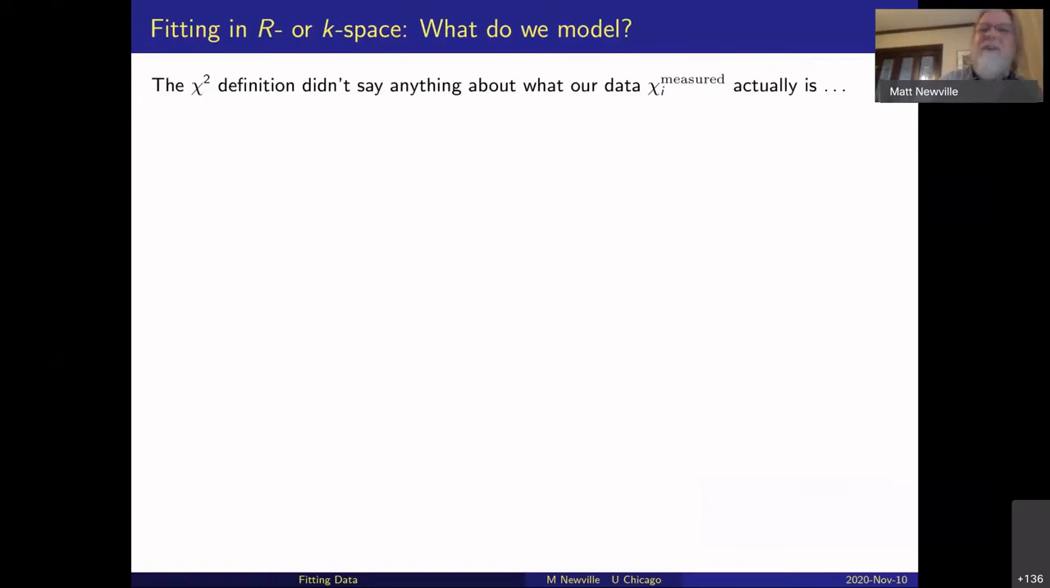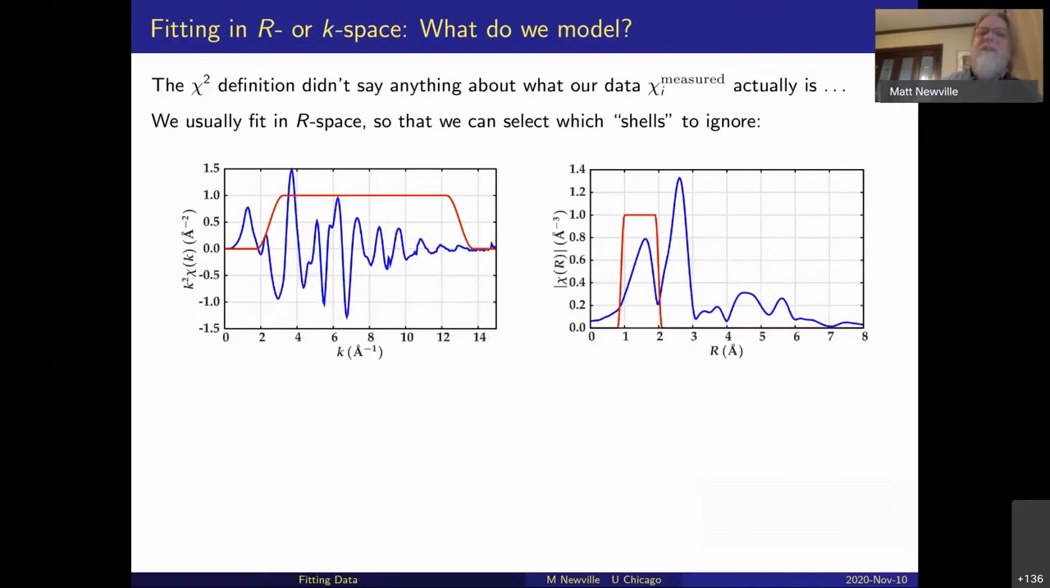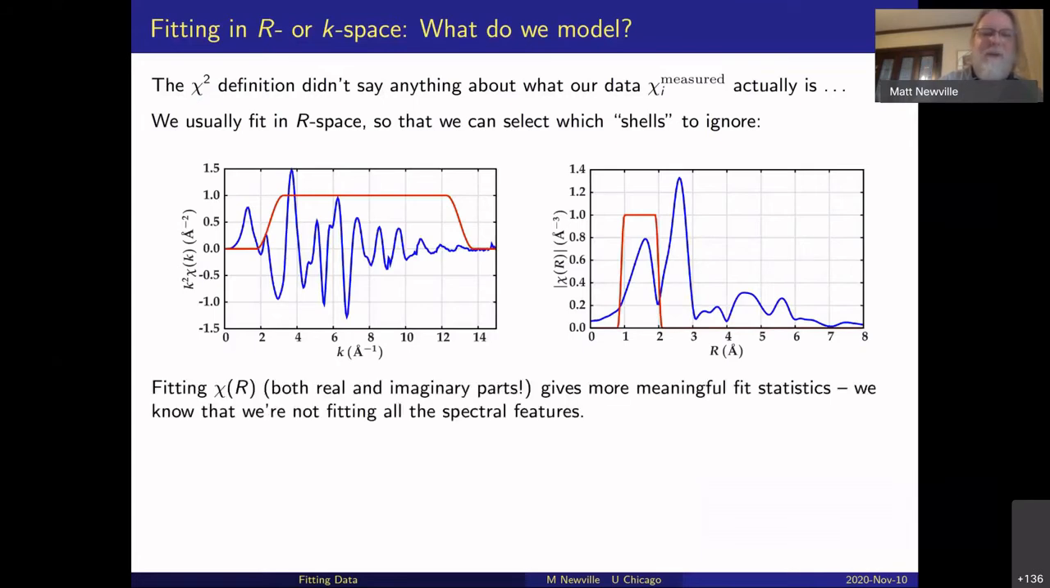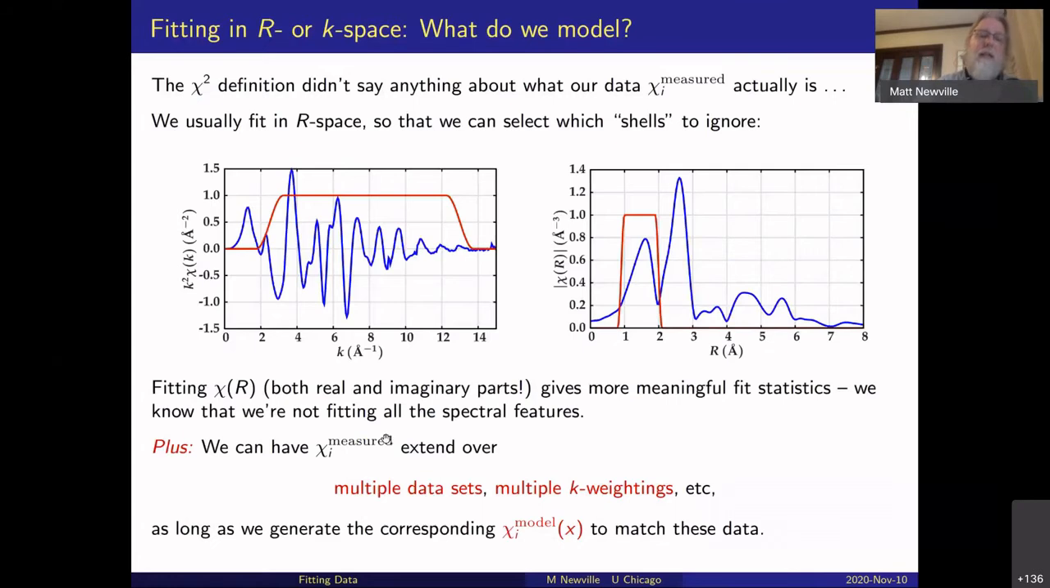Chi-square, so I mentioned this a little bit. What is the measurement? Well, actually, it's the R space, so we can say which shells to ignore, and we need the real and imaginary parts of those. Plus, we could measure not just one data set but multiple data sets at a time, or there's a nice trick that we came up with for Artemis that you can measure multiple k weightings. So if you're not sure whether the k weighting should be 1, 2, or 3, you can just use them all and fit all of them together. As long as we can generate the model for that, it's fine to extend the data in that way.